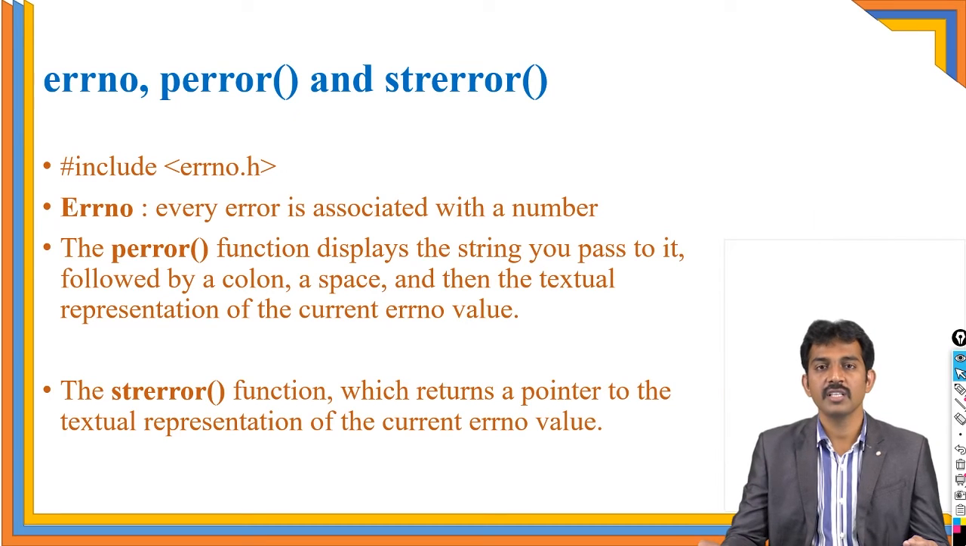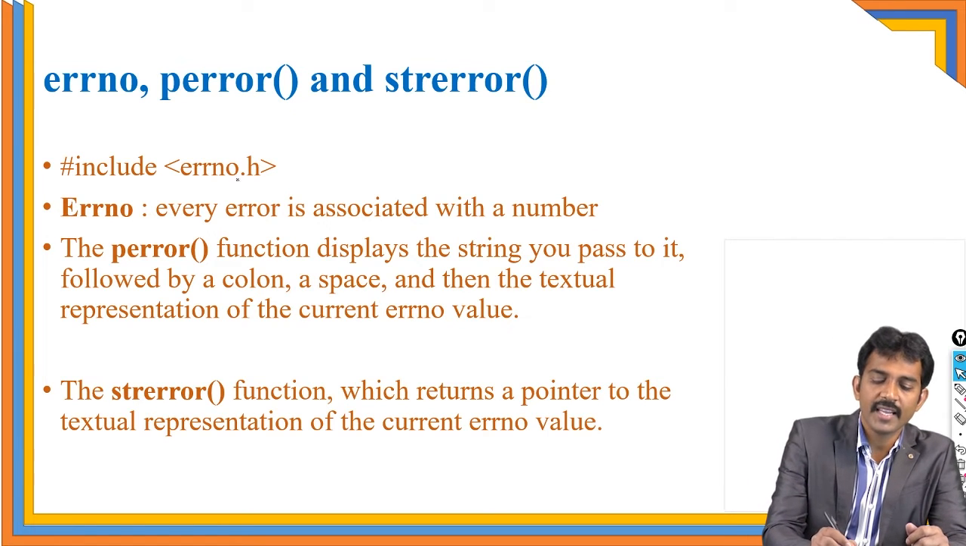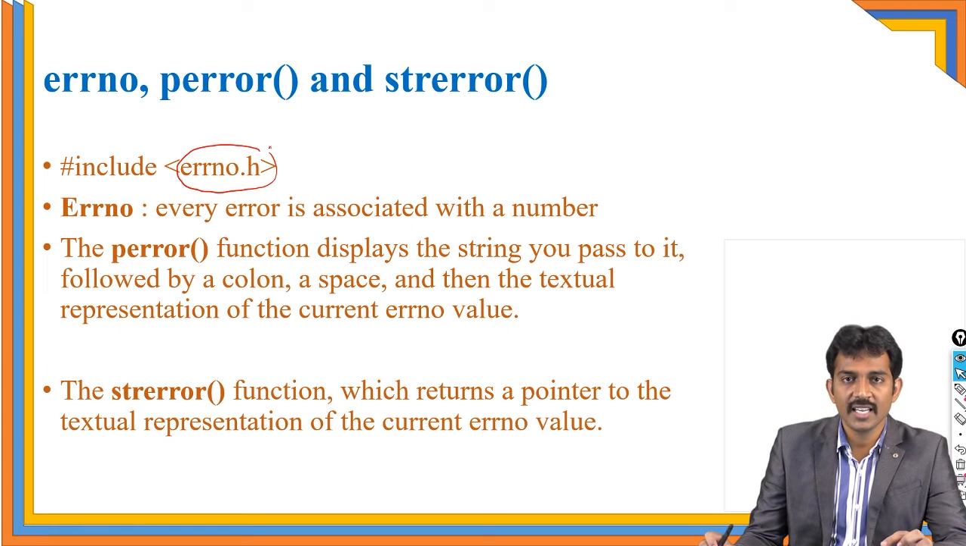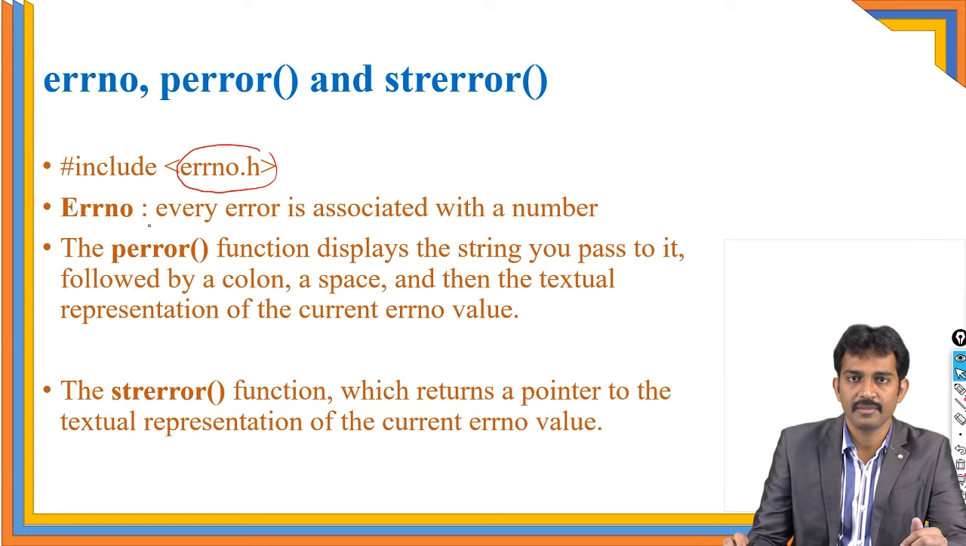First, these are the functions: errno, perror, and strerror. These are the three available. The first one is a variable name. If you observe, the variables and functions are available in errno.h, in this library. Before using errno, perror and strerror, you should include the library. In errno, every error is associated with a number. That number is stored in errno. We'll see practically.